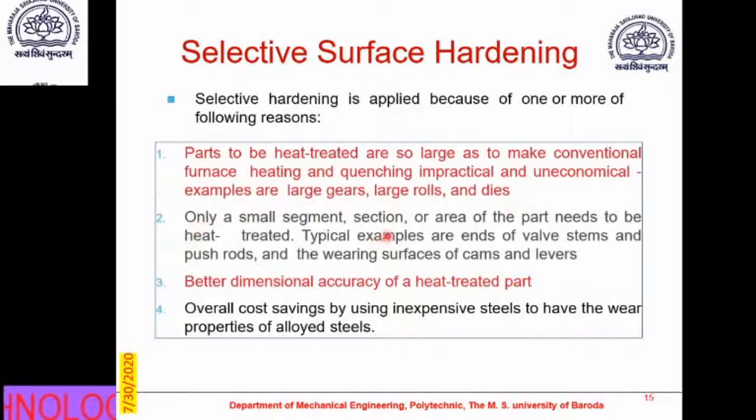Only a small section or area of the part needs to be heated or heat treated. Typical examples are the ends of valve stems and push rods, and the wearing surface of the cam and lever. Now I hope you are aware, at least of the names, of these components, that is valve, valve stem, push rods, wear surface of cam, that is cam and levers.